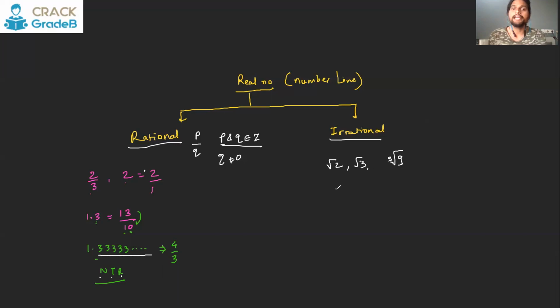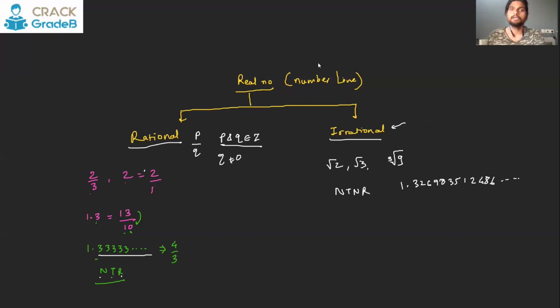Plus, you say NTNR: the numbers which are neither terminating nor recurring. For example, 1.3269835. If you start writing anything randomly and it is not ending at all, those types of numbers will be considered irrational.